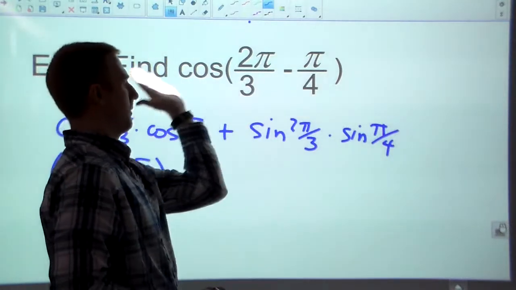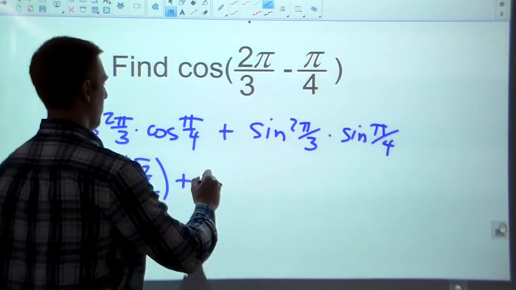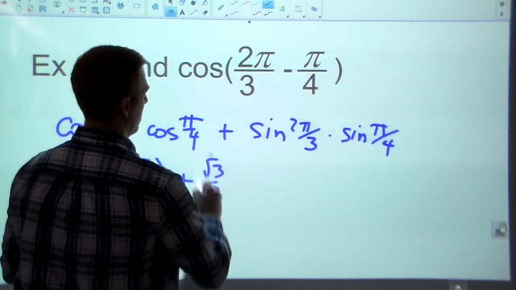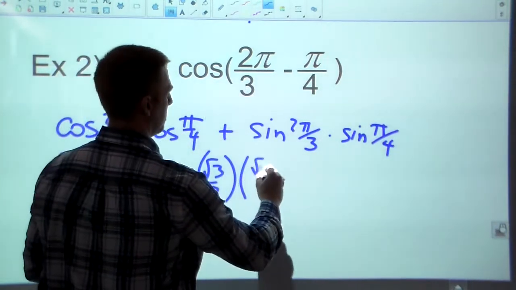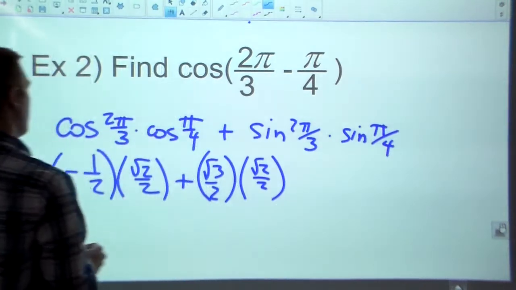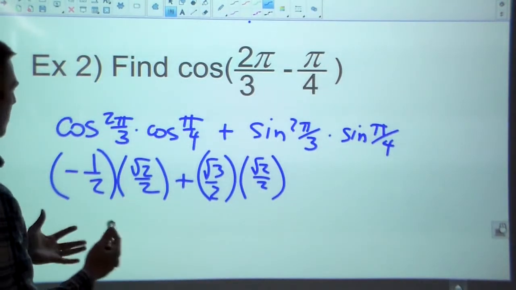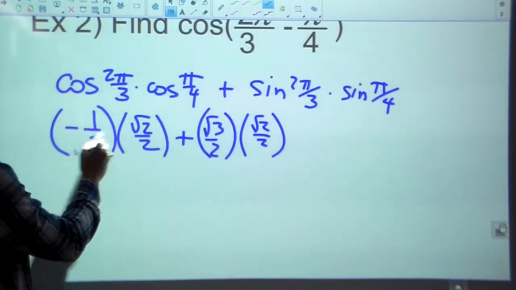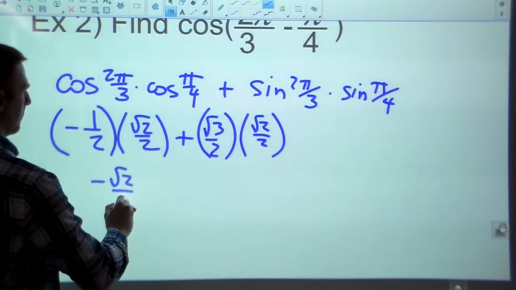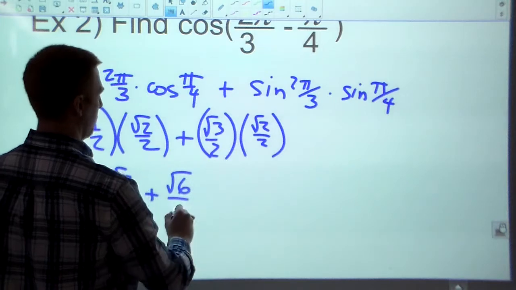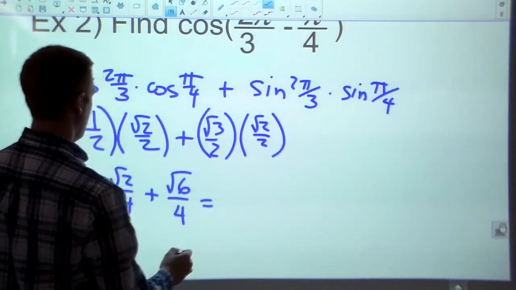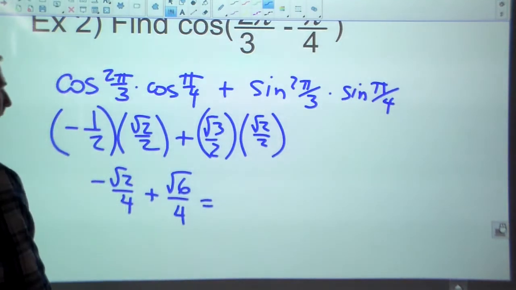Plus sine 2 pi over 3, that's the y part, so that's going to be square root of 3 over 2, times sine pi over 4, so that's going to be square root of 2 over 2. And now multiply what you can and combine what you can. So negative square root of 2 over 4 plus the square root of 6 over 4. And that's going to equal, I guess I could leave it that way.